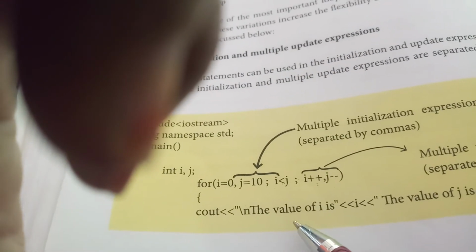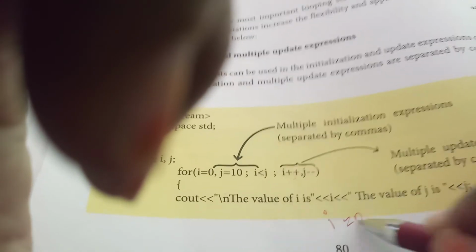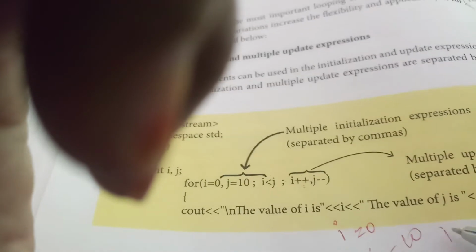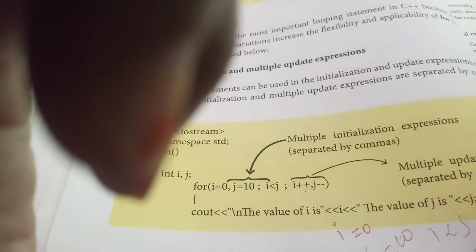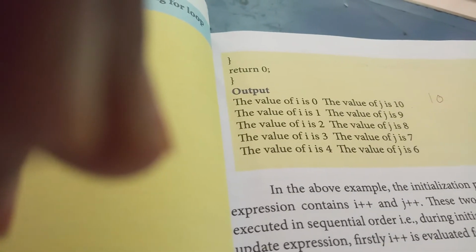Here we want to get the value of i and the value of j. First we initialize i equal to 0 and j equal to 10. The loop runs while i is less than j. So the value of i is 0 and the value of j is 10, then the value is decremented, and next the value of i is 1 and the value of j is 9. Next the value of i is 2 and the value of j is 8. So this is the increment and this is the decrement.